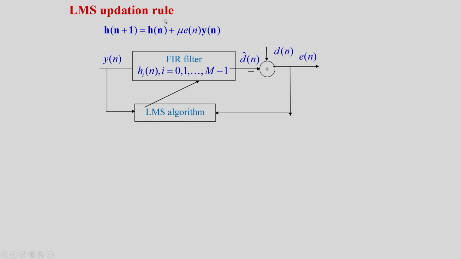We considered one basic adaptive filter, what is known as the LMS adaptive filter, and its updating rule was this: h of n plus 1 is equal to h[n] plus mu into e[n] into y[n]. We get this by applying the steepest descent algorithm to minimize the cost function e squared n, that is, minimize e squared n with respect to h_i[n], i equal to 0, 1 up to M minus 1. When we apply the steepest descent algorithm to this optimization problem, we get this updating rule. So, this is the LMS updating rule.